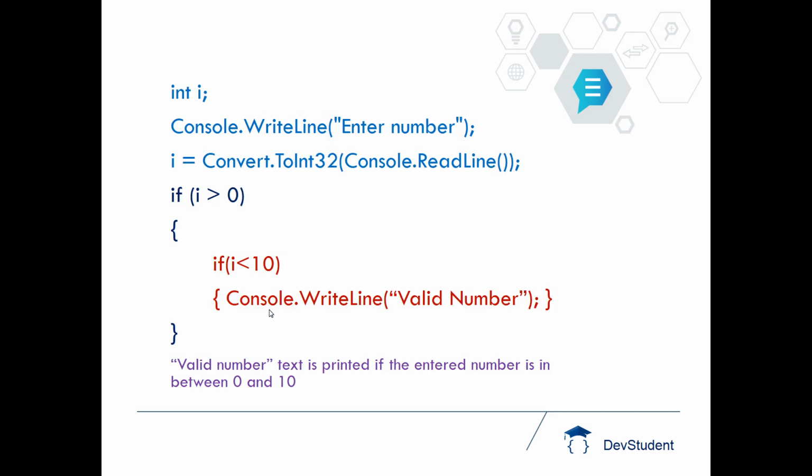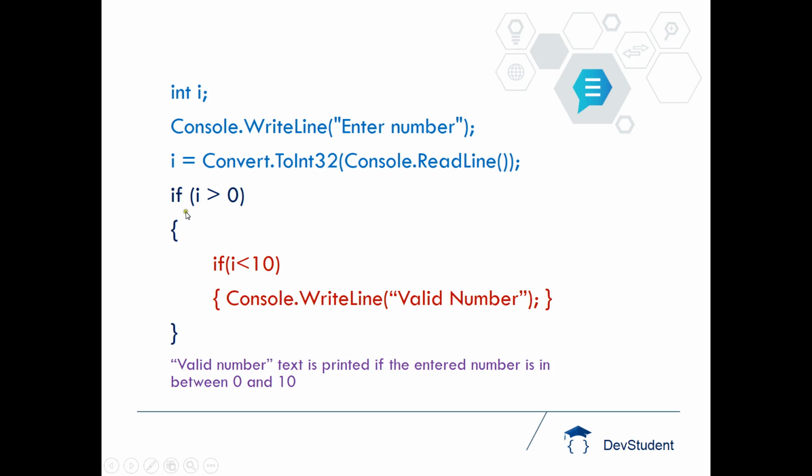So an example program for nested if looks like this. I create a variable I of int type, int I. Next, I print a message on the output screen so that the user sees a message saying enter some number. He is going to enter some number, which I take into I equal to Convert.ToInt32 of Console.ReadLine. I'm using Convert.ToInt32 here to convert the number entered by the user, which is taken from ReadLine, and place it into I. After that I check my first if condition.